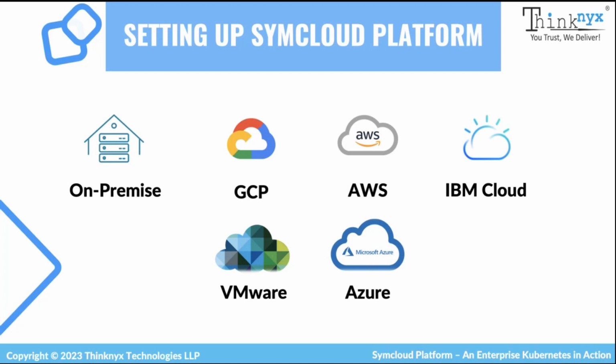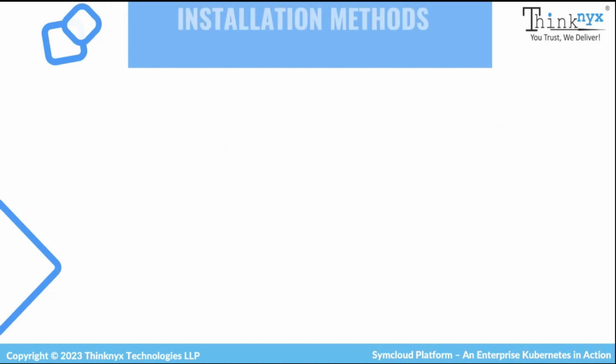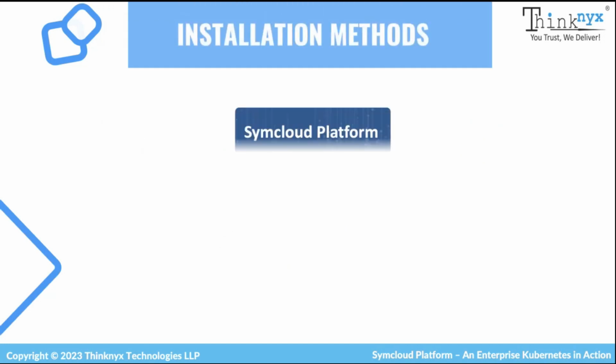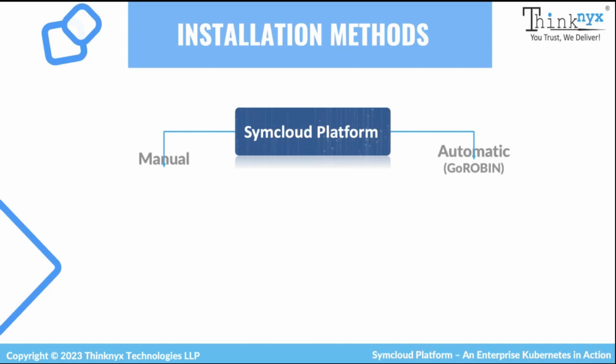Now, when we talk about installation methods, there are two types of methods in which SymCloud platform can be installed. One is manual and one is automatic. It completely depends upon the customer whether they want to go with a manual approach to understand it from the ground up, or they want to go with the Go Robin utility, which is provided by SymCloud to get started with everything automated.